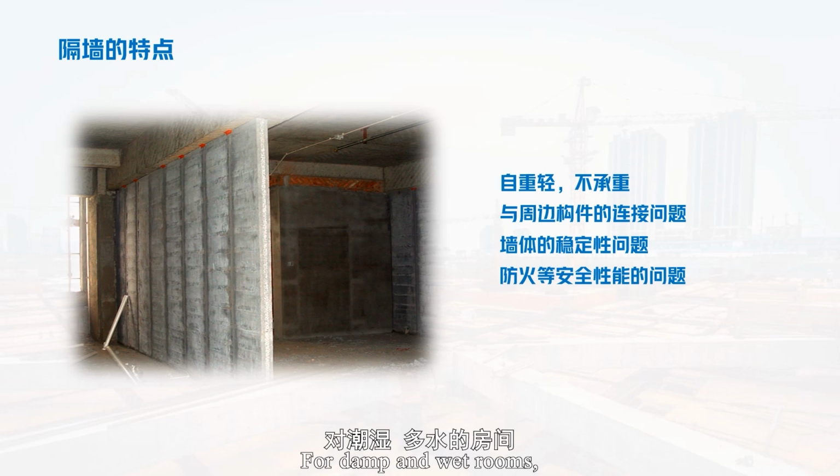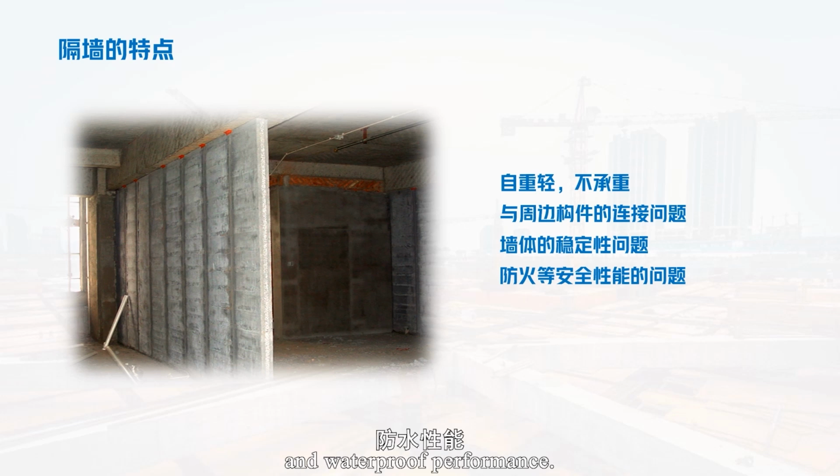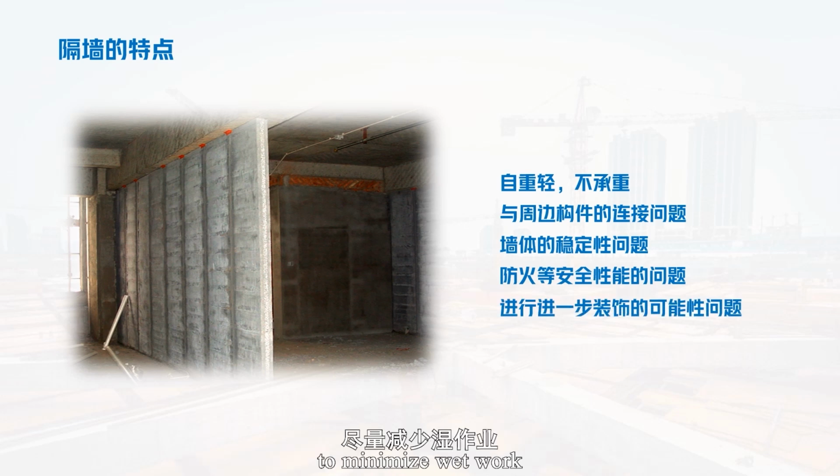For damp and wet rooms, the partition wall should have good moisture-proof and waterproof performance during the use of buildings. Due to the possibility of adjusting and redefining indoor spaces, partition walls should have good assembly functions to minimize wet work and improve construction efficiency.